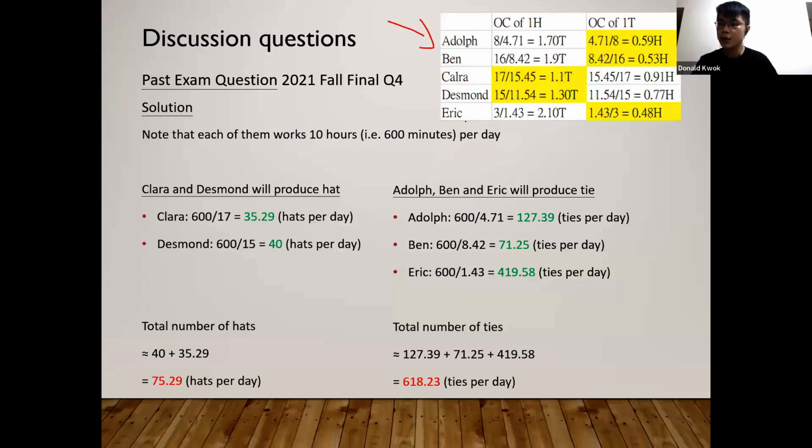And as mentioned in the question, the 2 people with the lowest opportunity cost of producing hats will specialize in hat production, which would be Clara and Desmond. And the remaining 3 persons will be producing ties. So what will be the total number of hats produced?